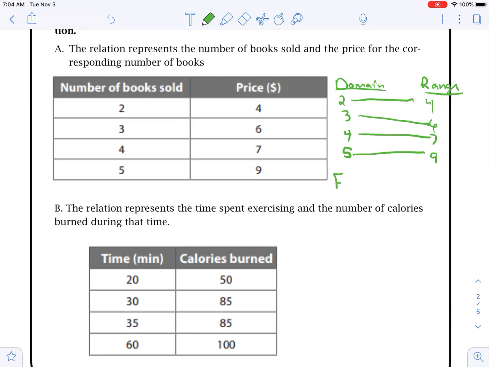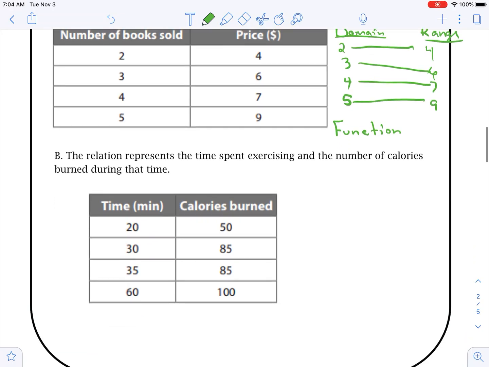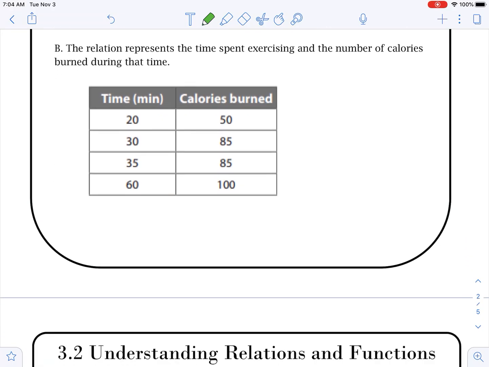And again, this would be a function because I have no domain values. None of these values, 2, 3, 4, 5, repeat themselves. Last one, or actually we got two more to go through. Just want to point out this one.